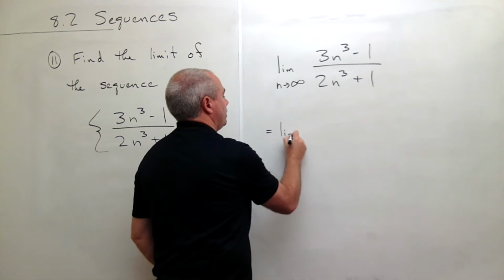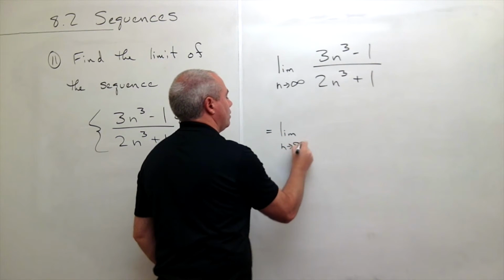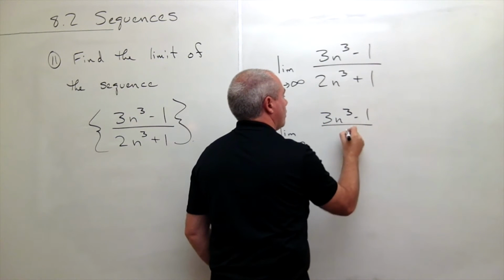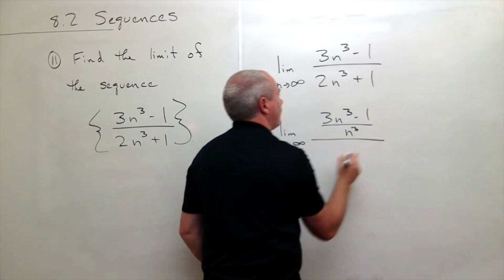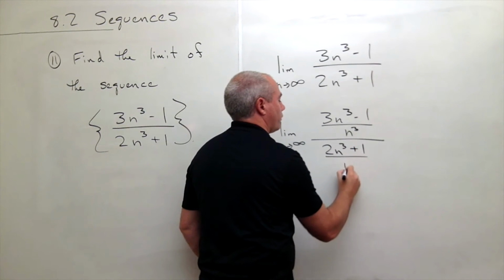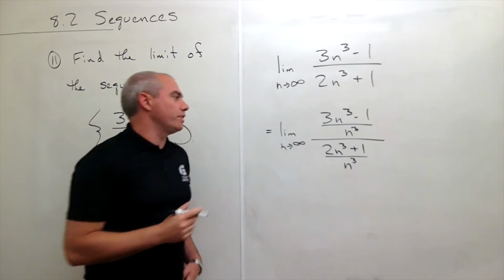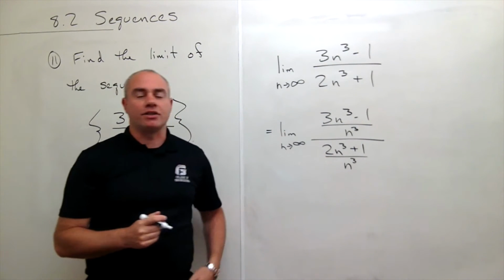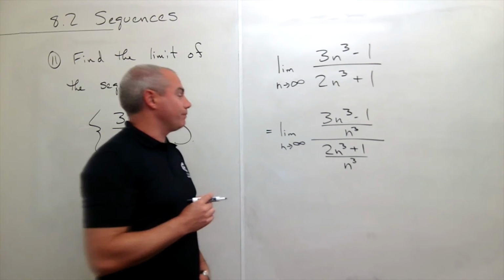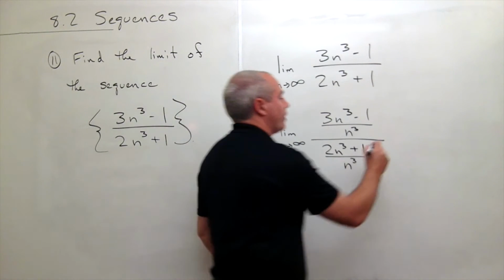If I do, this is what I get. I get the limit as n goes to infinity of (3n cubed minus 1) over n cubed, divided by (2n cubed plus 1) over n cubed. And notice, since we divided the top and the bottom by n cubed, really I just multiplied by 1, so everything is the same. All right, now I could rewrite.